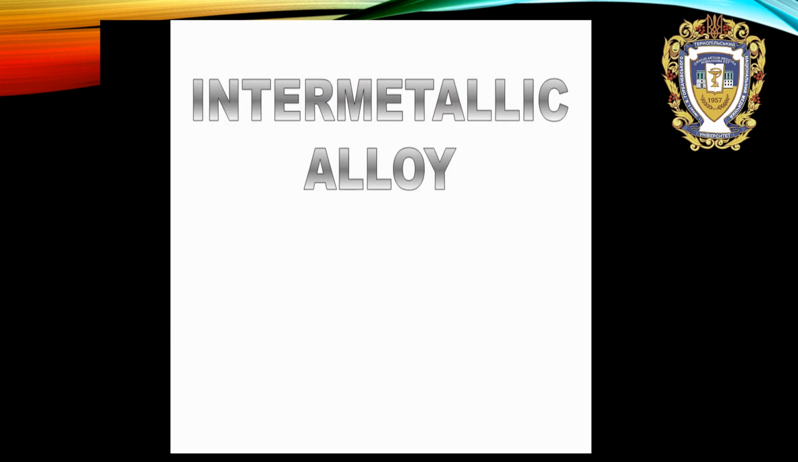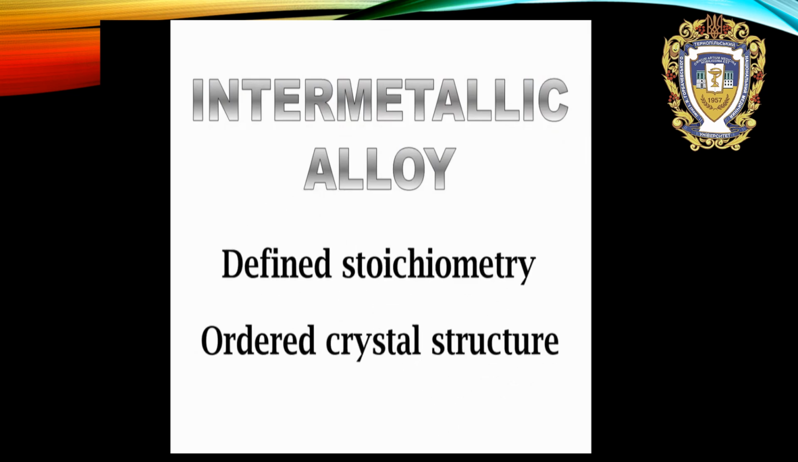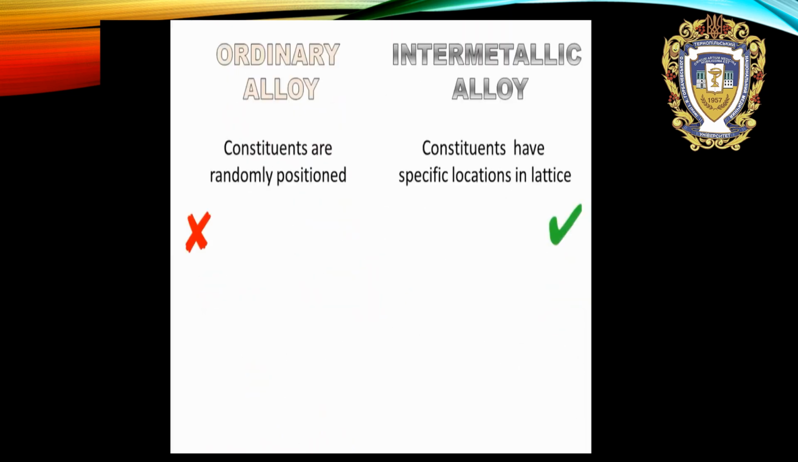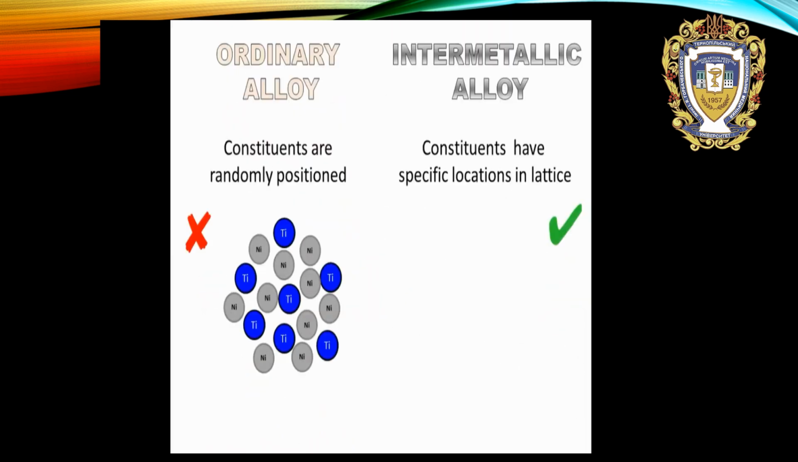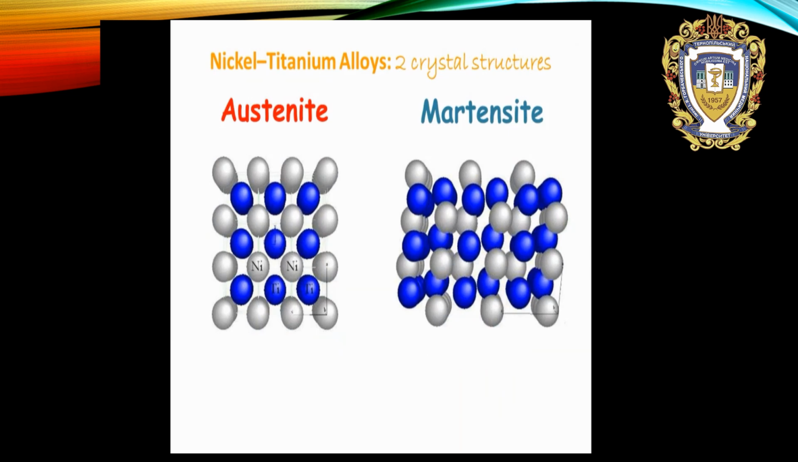And next video. Nitinol forms a solid-state compound exhibiting definite stoichiometry in an ordered crystal structure. Meaning, it is not an ordinary alloy in which constituents are randomly positioned in the crystal lattice. Rather, the atoms, nickel and titanium, have very specific locations in the lattice. Nitinol exists as two crystal structures, austenite and martensite.